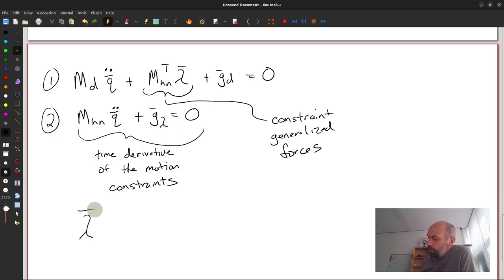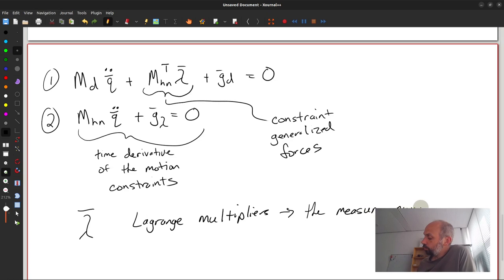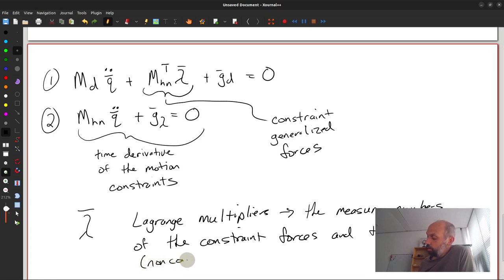This lambda term is a vector of lambdas, and these are called Lagrange multipliers. The Lagrange multipliers turn out to be the measure numbers of the constraint forces and torques acting on the system. And these are the non-contributing forces, right? So non-contributive.